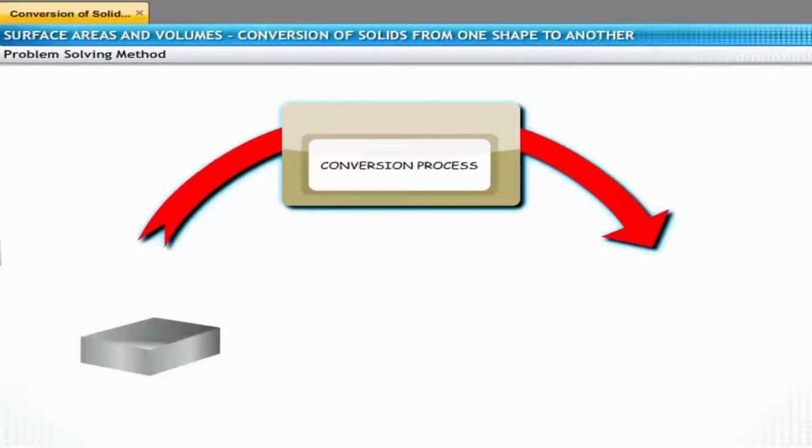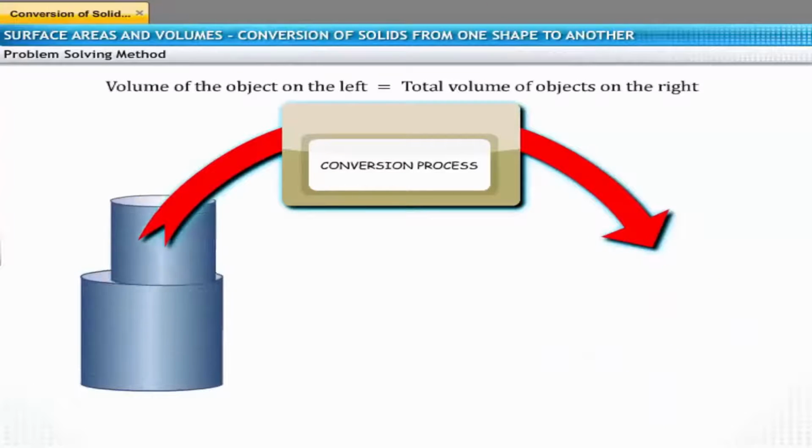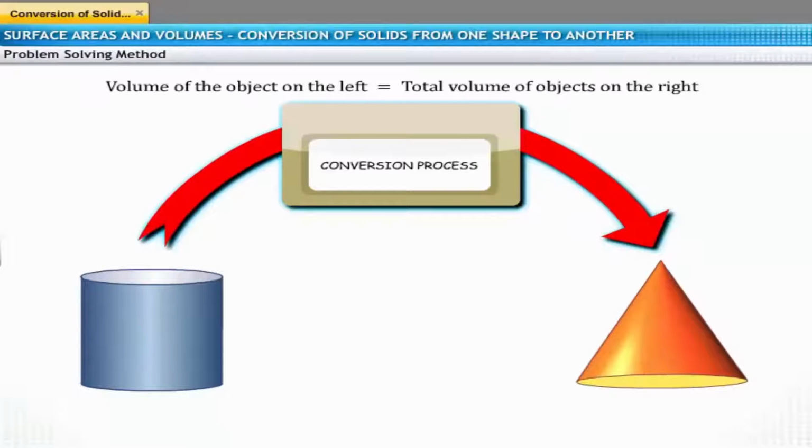Whenever a solid shape is converted to another shape, the volume of the object on the left always equals the total volume of the objects on the right. This equality can be expressed as the equation: volume of one object equals n times volume of each shape of the second object. The quantity n is the number of objects on the right.